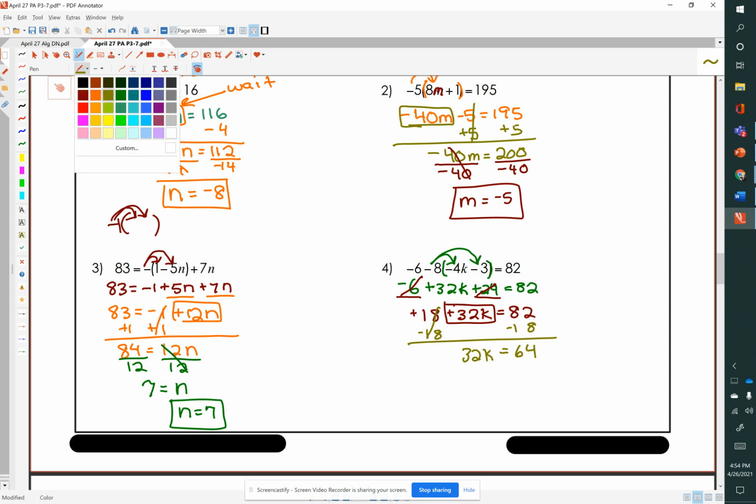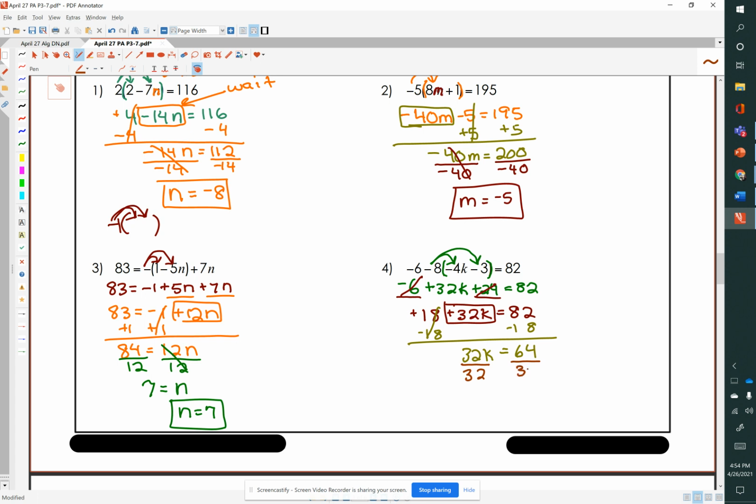Now, what is happening to k? K is being multiplied by 32. So I will divide by 32. It's both positive. Whatever I do to one side of the equation, I do to the other. And k equals 2. And if we substitute that 2 for the k, our answer will check.